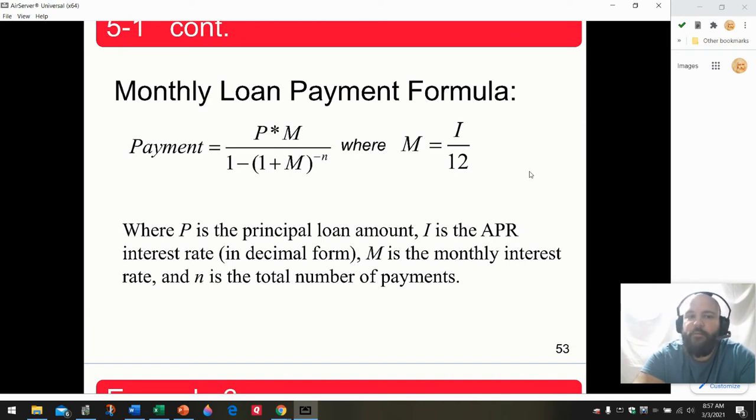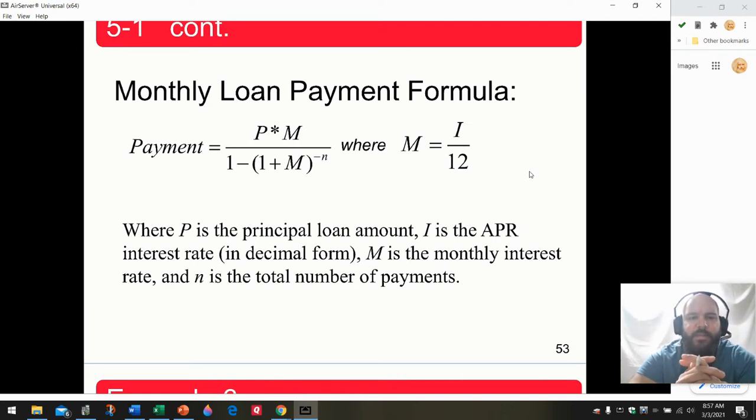So the formula for calculating monthly loan payment is what you see in front of you. It's the payment, which is P times M over 1 minus parentheses 1 plus M to the negative N. And it says where M is I over 12. So there's a lot going on there. I want to explain each of the variables, and then I'm going to give you an example.